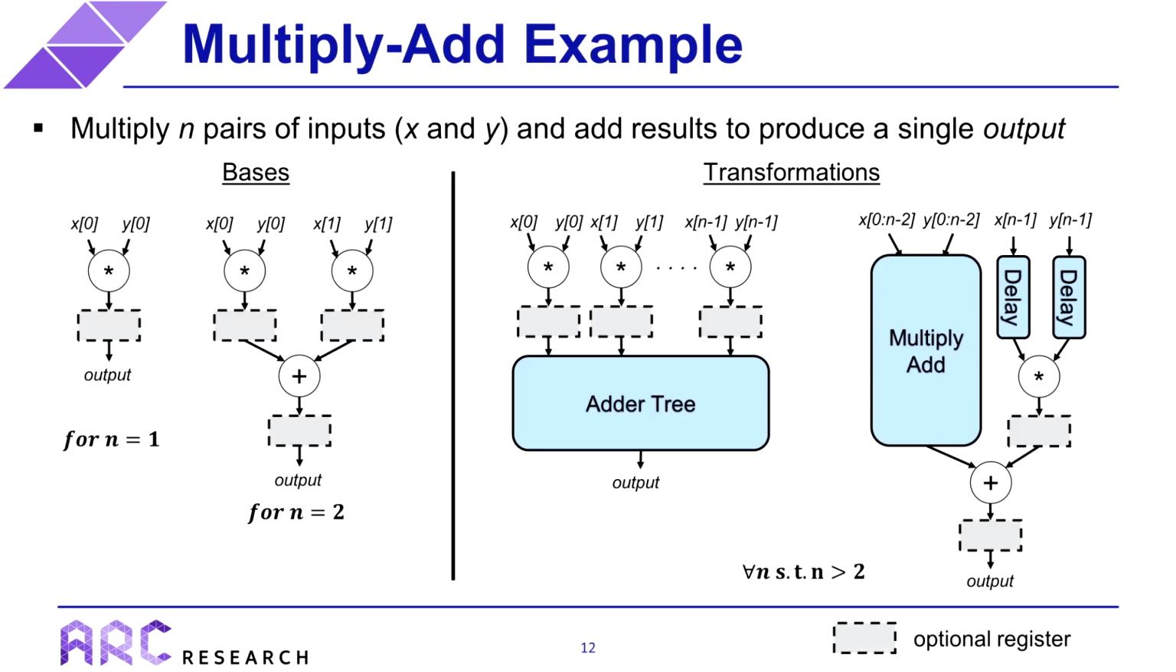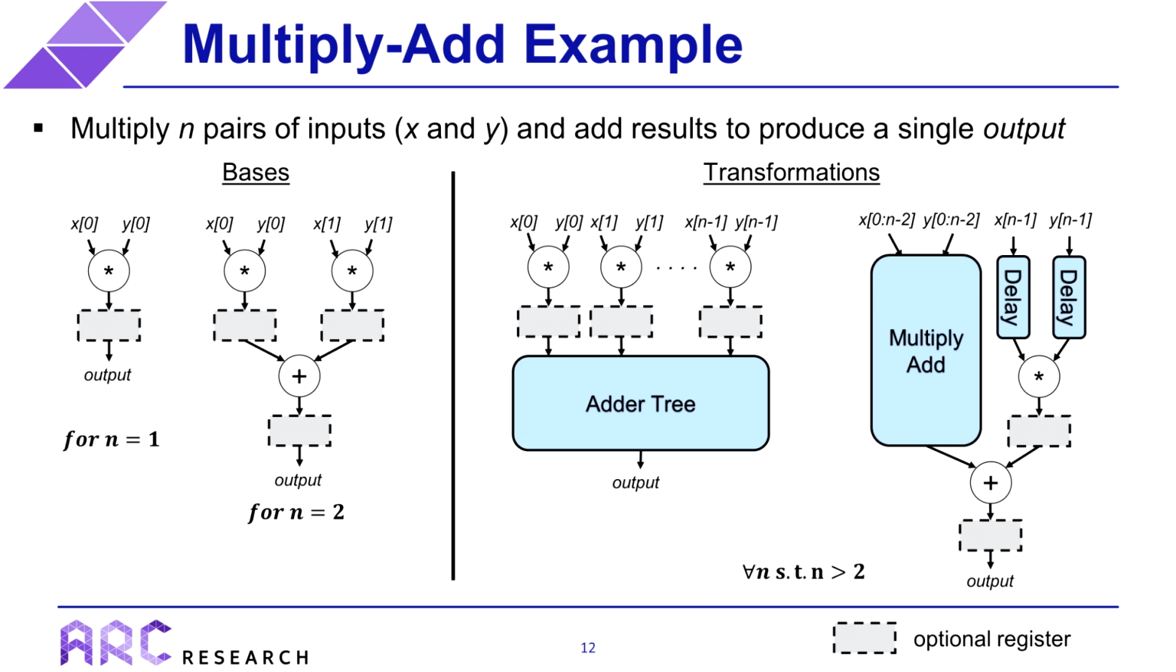So now we're going to look at a more interesting example of a multiply-add Elastic IP core, which multiplies n pairs of inputs and adds those products to produce a single output. So this is a very common operation in DSP and machine learning.